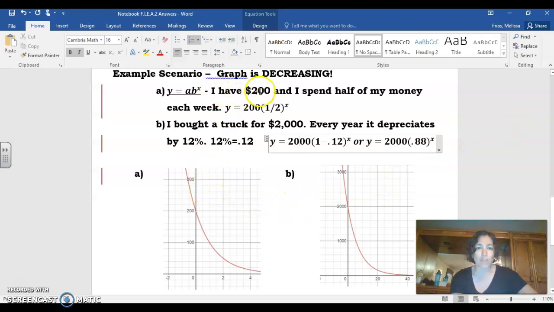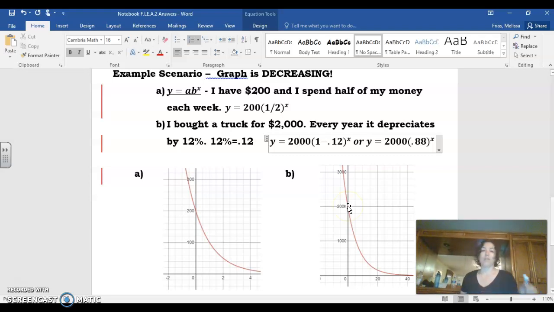This is what the graphs would look like. For this one, I have $200. You can see that it crosses at 200 because that's the initial amount, the y-intercept. And then after 1 week, that would be down to $100. After 2 weeks, it's going to be down to $50. Then it's going to be down to $25, and so on. On this one, the starting amount is at 2,000, and then it's decreasing, but it's decreasing at a slower amount.